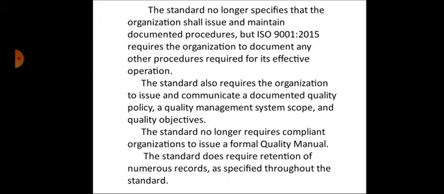The standard no longer specifies that the organization shall issue and maintain a documented procedure, but ISO 9001:2015 requires the organization to document any other procedure required for effective operation. The standard also requires the organization to issue and communicate a documented quality policy, a quality management system scope and quality objectives. The standard no longer requires compliant organizations to issue a formal quality manual. The standard does not require retention of numerous records as specified throughout the standard.